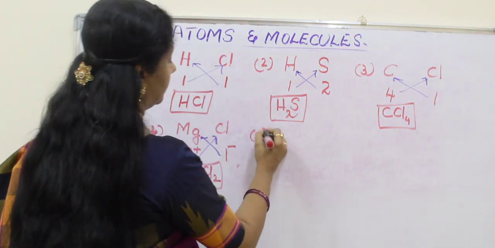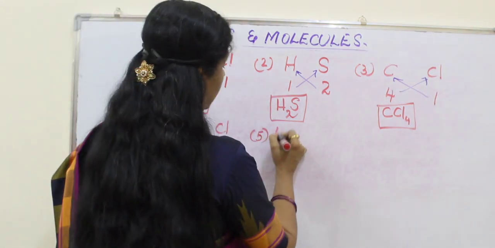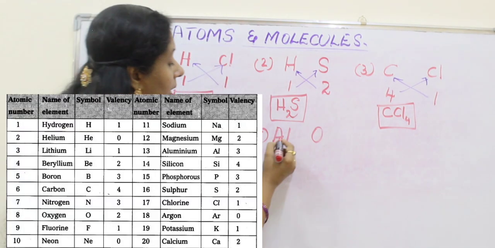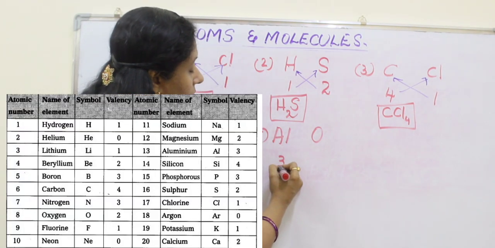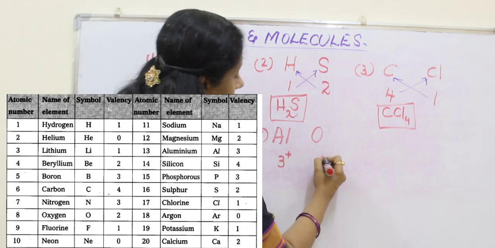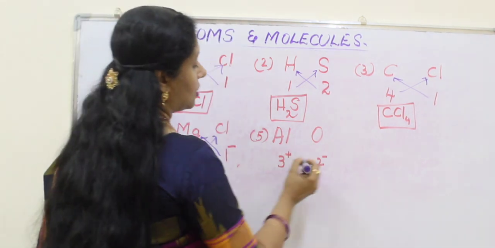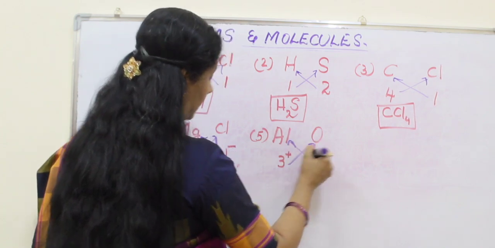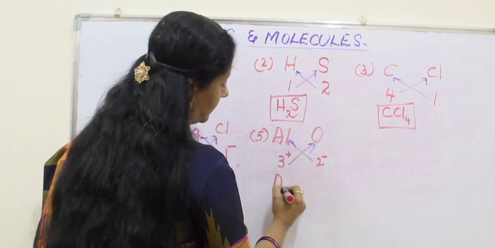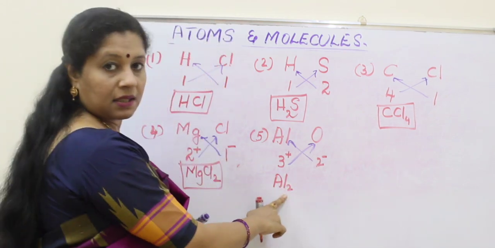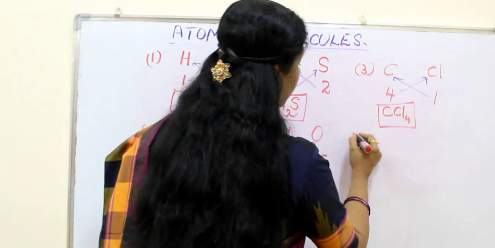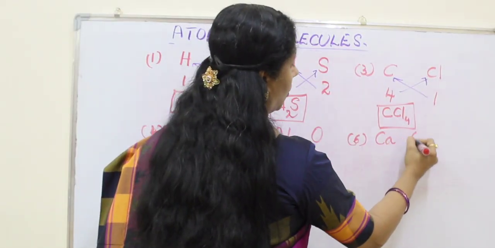Now fifth one we will write aluminium oxide. So aluminium is there, oxygen is there, right? So aluminium valency is 3 plus because it is a metal. Oxygen is a non-metal with valency 2 minus. So when you crisscross this, how will you write? Al2. Should I write 2 minus? No need. Al2 O3.